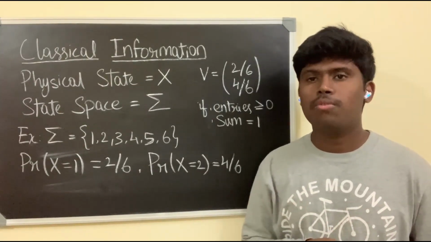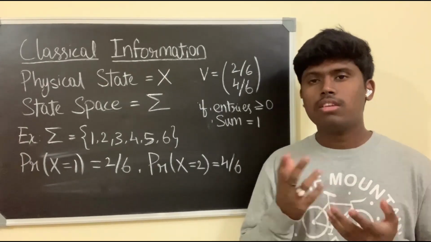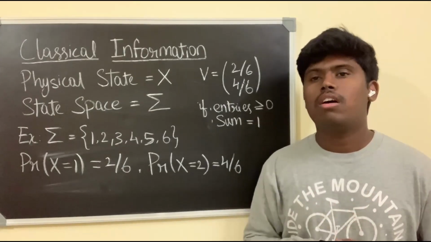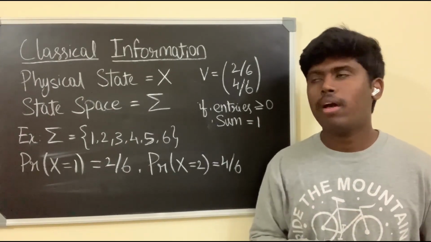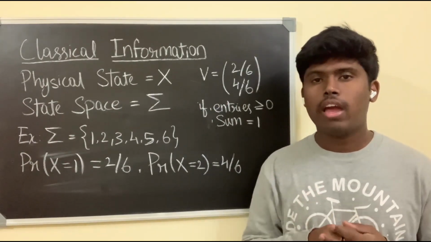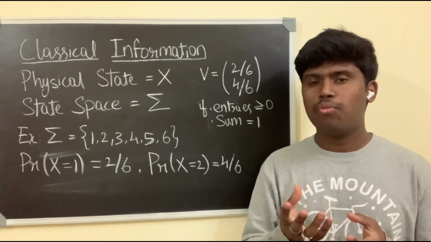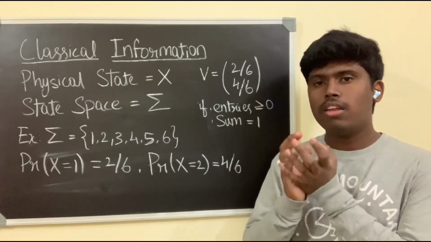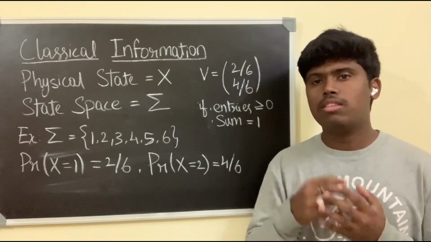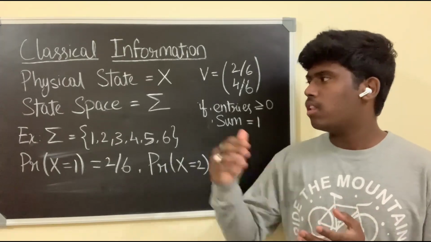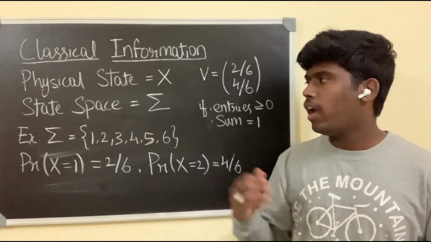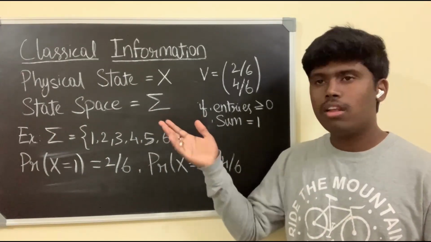First, let's start with how classical information is represented. Let's assume that we have a system that is represented by n number of physical states, and that is denoted by the variable x. And these systems can take a finite number of values from a particular set, and this set consists of all the states that the system can be in, and that set is known as the state space, and it is denoted by the symbol sigma.